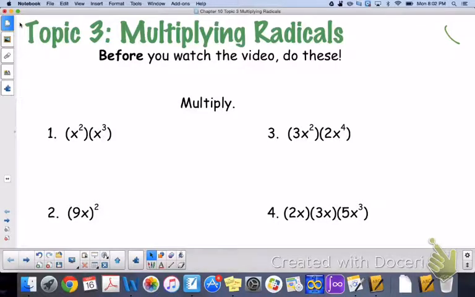Okay, topic 3, we are going to talk about multiplying radicals. However, before you watch the video, pause it and do these 4 problems. Okay, go ahead and do that. You have to recall your multiplication rules. In case you forgot, when you're multiplying with exponents, we add the exponents. Okay, go ahead and do those, pause the video, and then pick it back up.